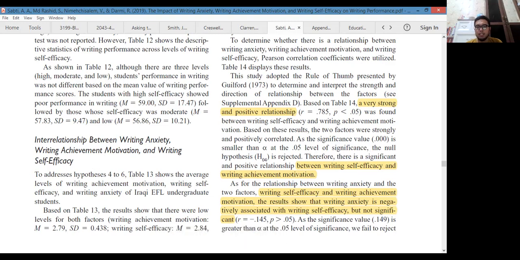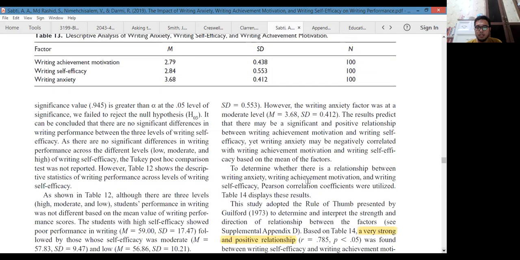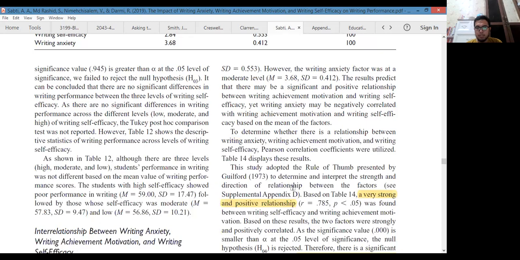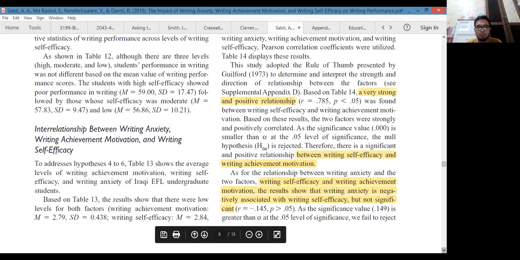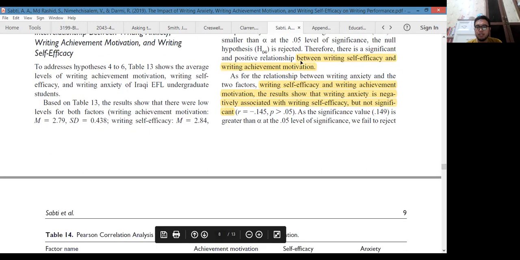In this case, they adopt the rule of thumb presented by Guilford. The results show, based on table 14, a very strong and positive relationship. They are using the Pearson product moment correlation, and it shows that between writing self-efficacy and writing achievement motivation, there is a significant positive relationship. You can see in the table here.